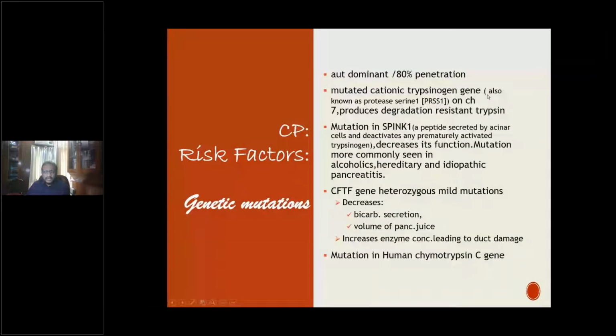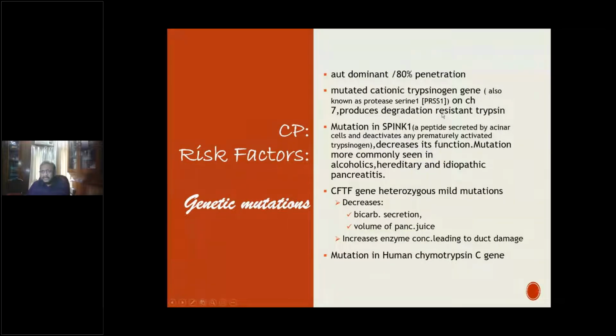Genetic mutations also play a role in chronic pancreatitis, as also in acute pancreatitis. Here it is an autosomal dominant presentation, with 80% penetration. The important genes involved: first is the PRSS1 gene, which is nothing but the mutated cationic trypsinogen gene, also known as protease serine 1, found on chromosome 7. Why? It produces degradation resistant trypsin. So that trypsin is no longer being degraded, so it will keep on having its effect. Prolonged action of trypsin.